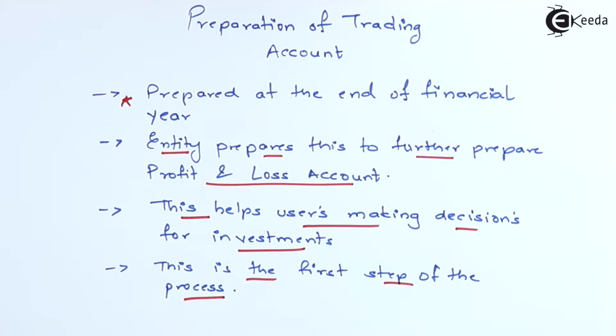As I mentioned, this is a first step process. So after the preparation of trial balance and all the necessary adjustments have been given to you in the question, the first thing that you'll be preparing is a trading account, after which you'll further go ahead with preparation of profit and loss account and then the balance sheet. Let's understand a few more details on trading account mentioned down here.